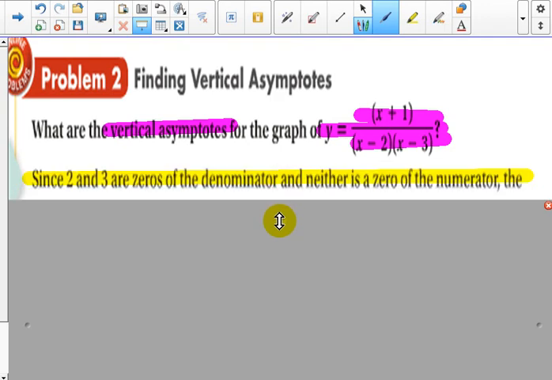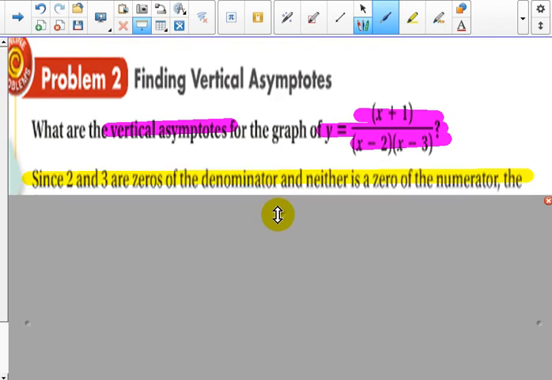So let's do that. So look at our removable. So we've got 2 and 3 here, and then up. So these are going to be points of discontinuity. They're non-removable because we can't factor them out.